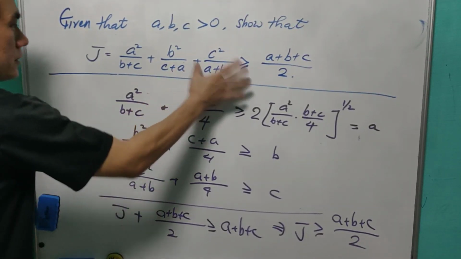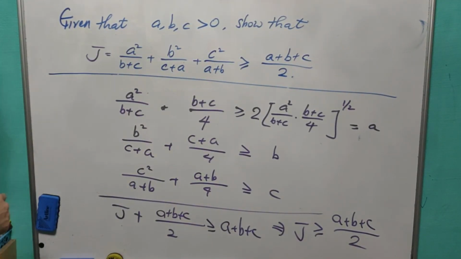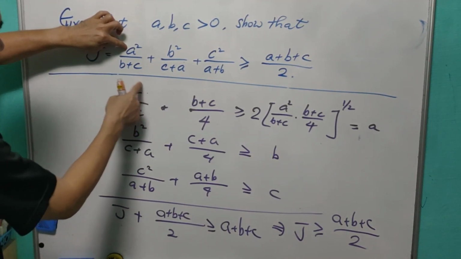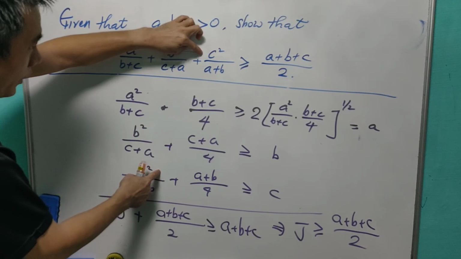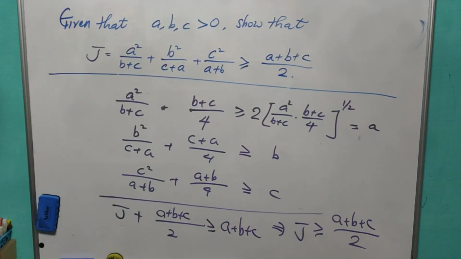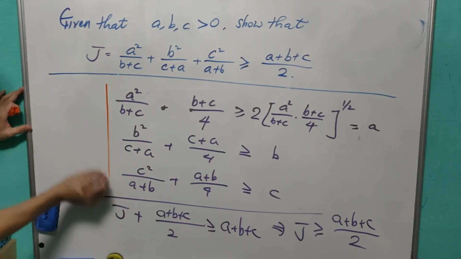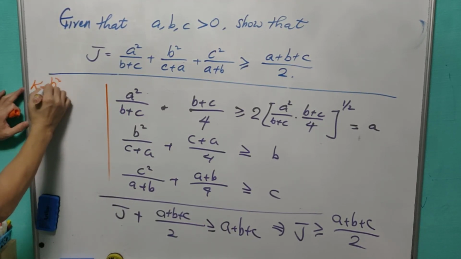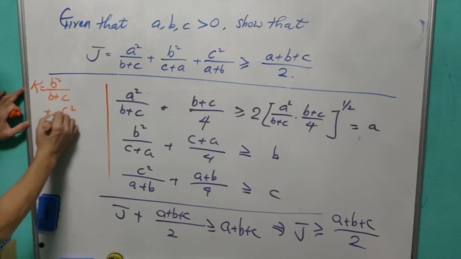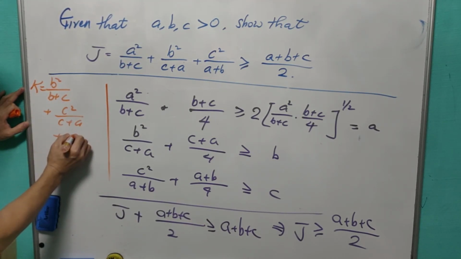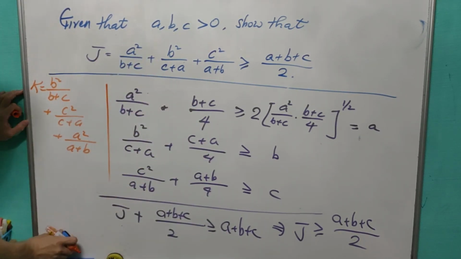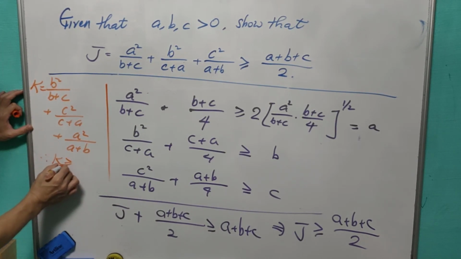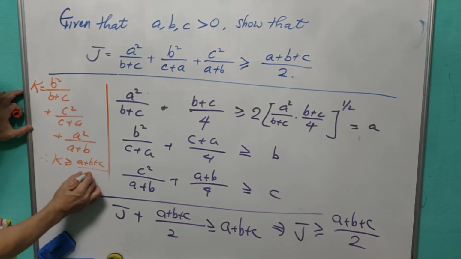With this, we prove this inequality. Now there is an interesting fact to note, that is, if we change this a squared to b squared, b squared to c squared, c squared to a squared, we'll get exactly the same result. Which means that if I have K equals b squared over b plus c, plus c squared over c plus a, plus a squared over a plus b, using a similar argument, you'll know that K will be greater than or equal to (a plus b plus c) over 2.